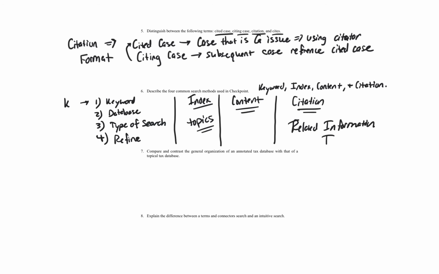So the related information tools like the citator, like annotations, like the federal tax coordinator you can click on, because remember, in Checkpoint, everything is interconnected, it's linked. So you can kind of back into some of these things.